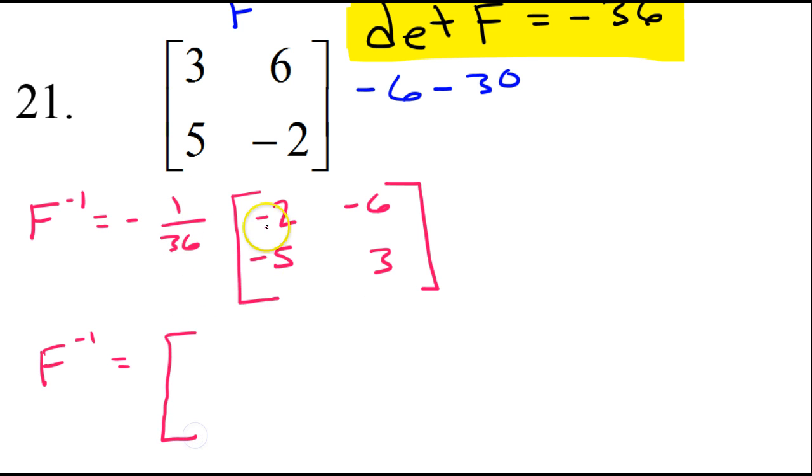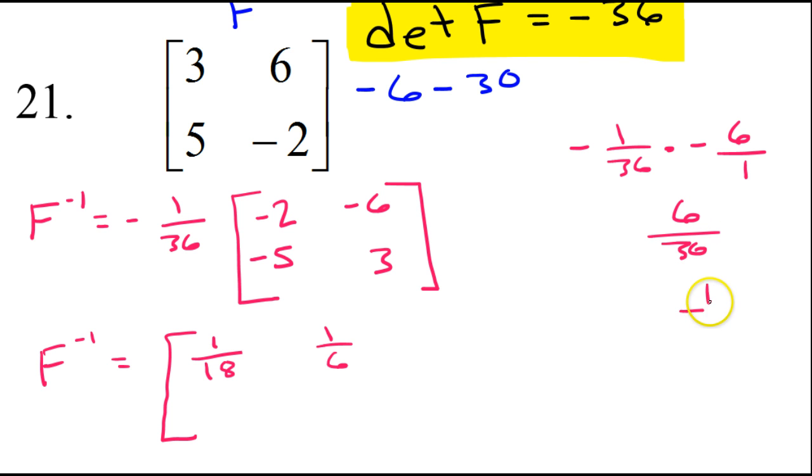So what's going to happen here? This will be positive 2 over 36. So that's going to be 1/18. Let's see. This will be positive 1/6 when I do -1/36 times -6. Because look, -1/36 times -6. This is like -6 over 1. You multiply straight across. That's why it'll be 6 over 36, which reduces down to 1/6. Okay, this is going to give me a positive 5 over 36. That doesn't reduce.